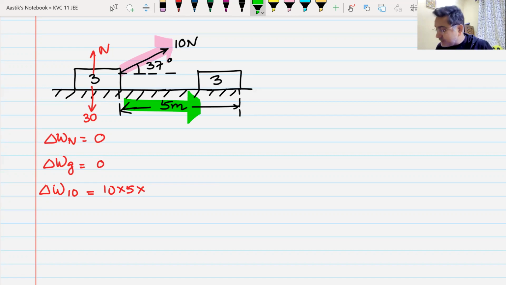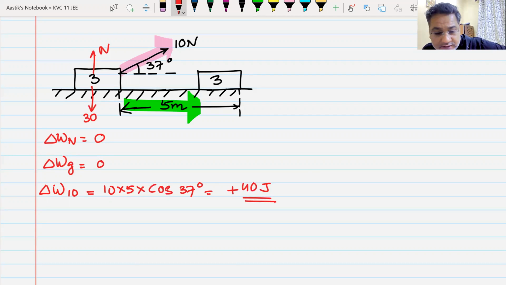37. 37 into cos of 37. What is cos of 37? 4/5. 4 by 5. That is your answer. 40 Newton. No, 40 joules. That is the answer. Do we understand this? How many of you got this answer?